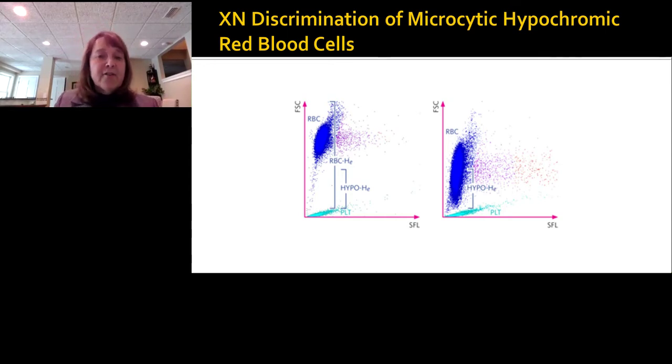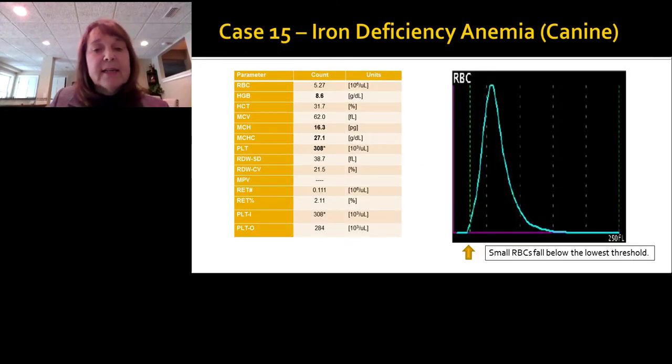And here is that iron deficiency now in a dog, showing you that it actually exists too. We can see in those cases, I'm not seeing a bump, but I'm seeing that my Gaussian curve actually goes over the threshold because the cells are smaller than normal. They fall below the threshold. And when I confirm microscopically, I do indeed see those small cells.